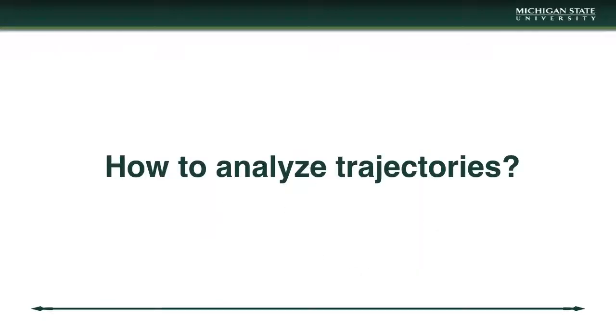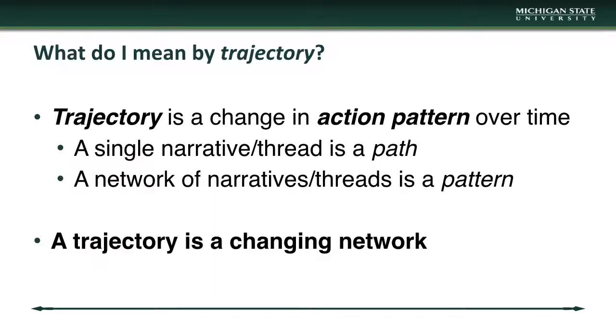Now, how do we analyze trajectories? Well, the main difference here is I want to explain what I mean by a trajectory. I think of it in terms of a change of an action pattern over time. So a single narrative or single thread or a single performance is a path, but the network overall is a pattern. And so a trajectory is a changing network.